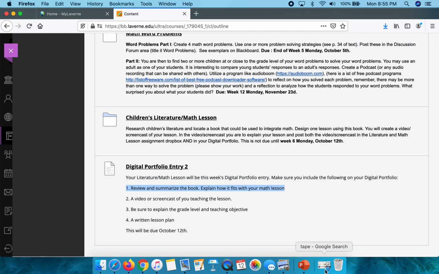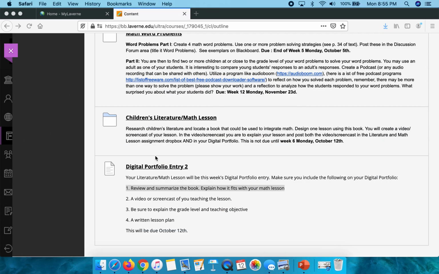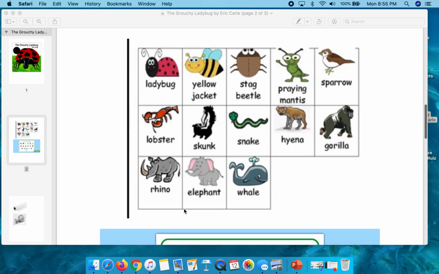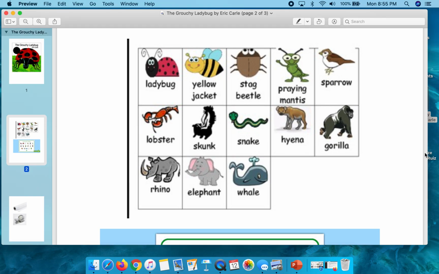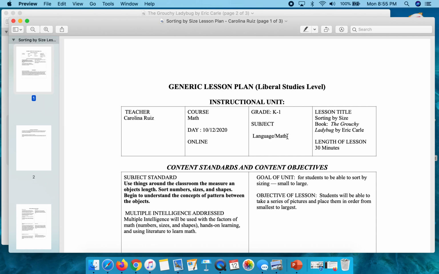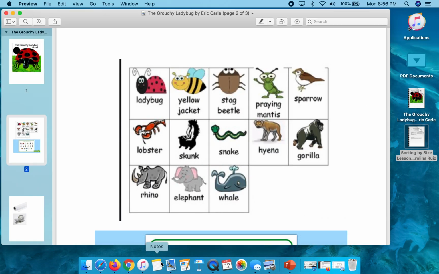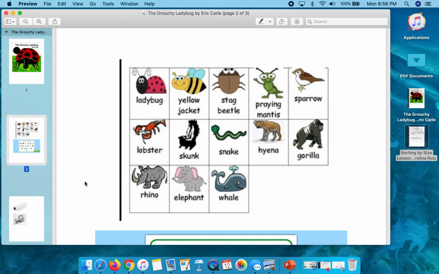And the teaching objective is for students to be able to, I have it written here on my lesson plan. So it's students will be able to take a series of pictures and place them in order from smallest to largest. So let's go back to this.